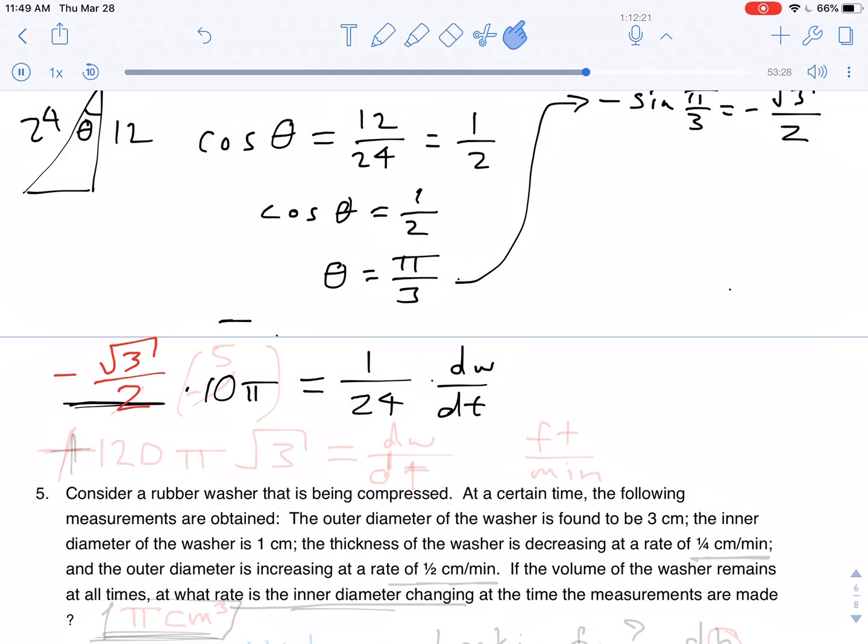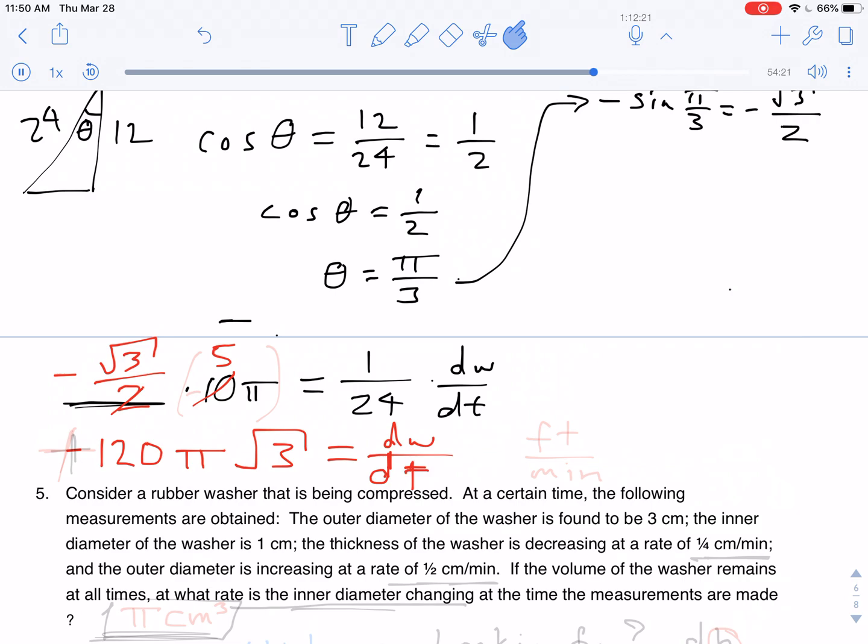So I'm going to multiply by 24 and solve this. So I can see my 2 canceling with my 10, I get 5 pi. And then we're going to multiply by 24. 24 times 5 is 120. I get 120. So in particular, because I have a negative out there, I got a negative 120 root 3. I'll go backwards. 120 pi times root 3 equals dw dt. That is a dt.